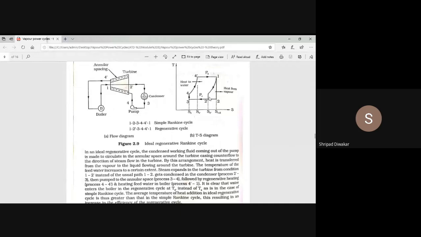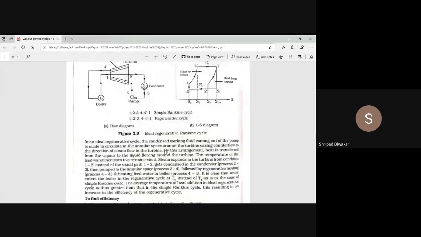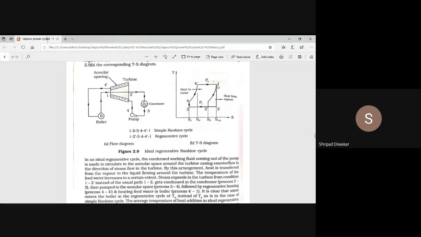You see, T1 into (S1 minus S4 dash), that is called the heat supplied. Okay, T1 into (S1 minus S4 dash) is your heat supplied, the area under the curve 1 to 4 dash. So what about your heat rejection? That is T2 into (S2 minus S3).